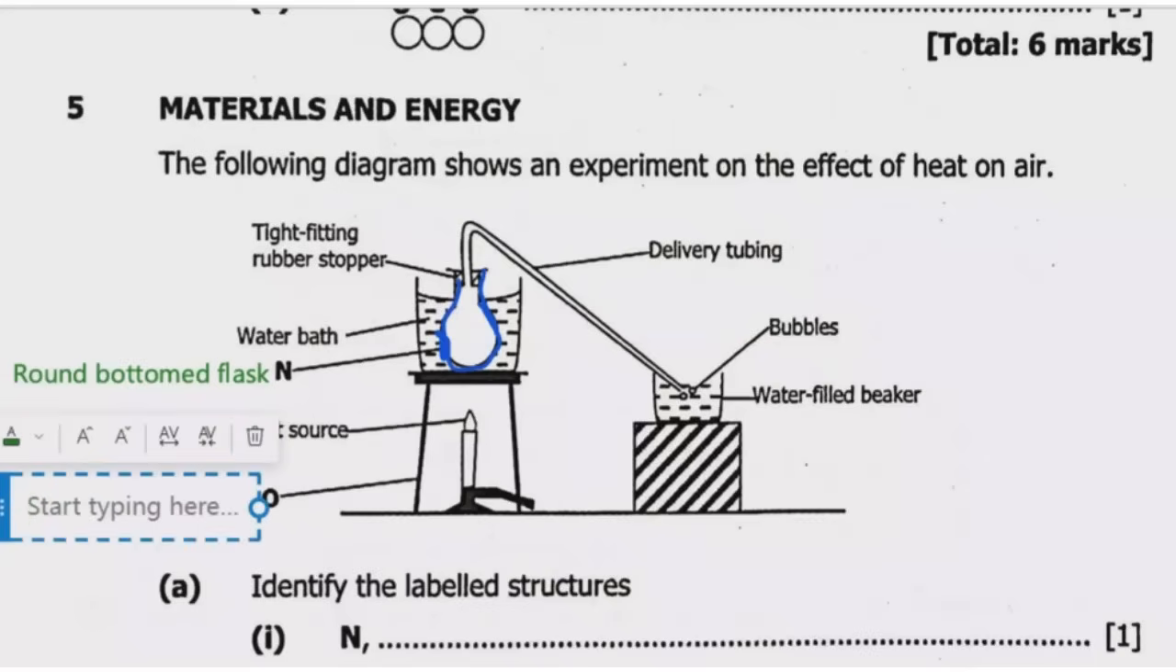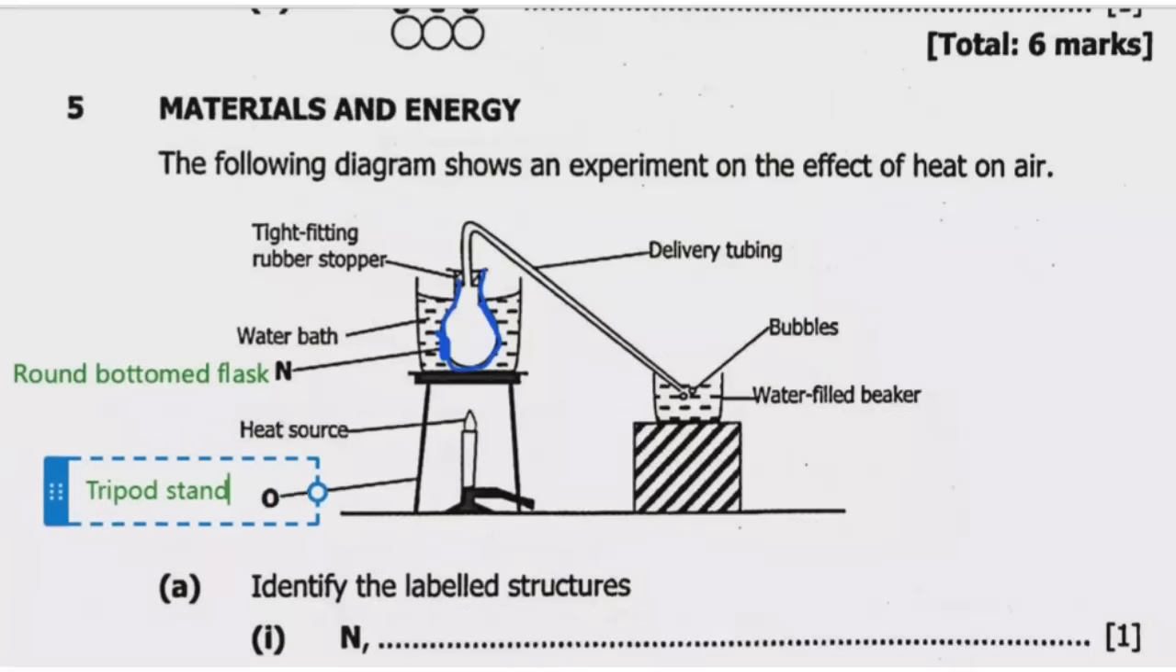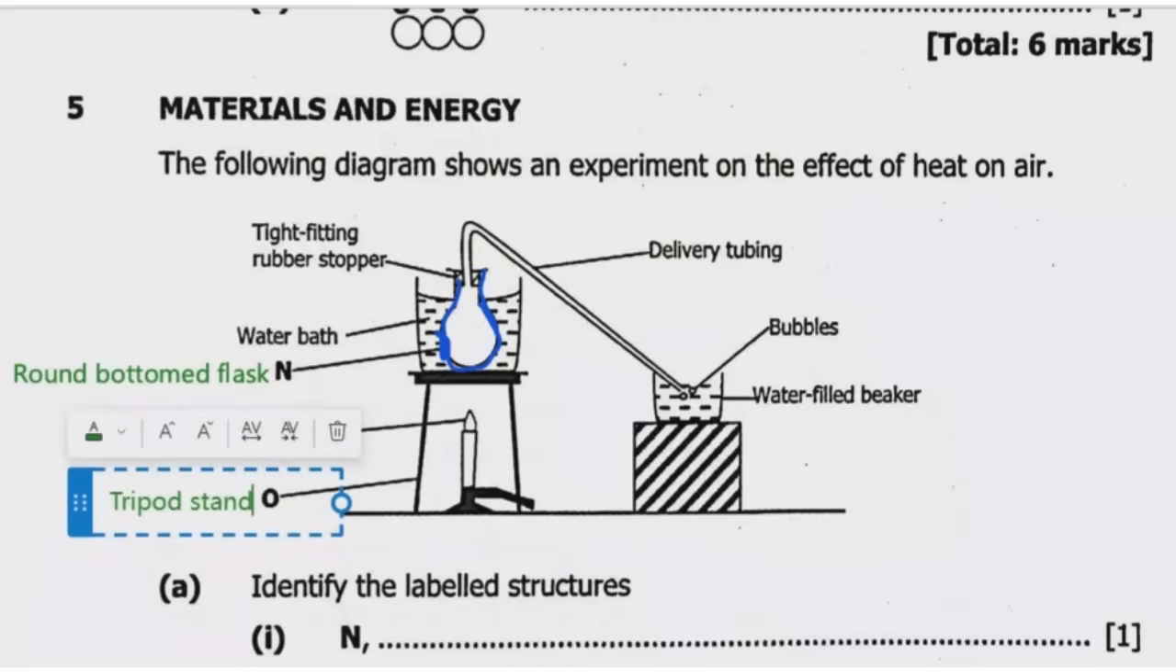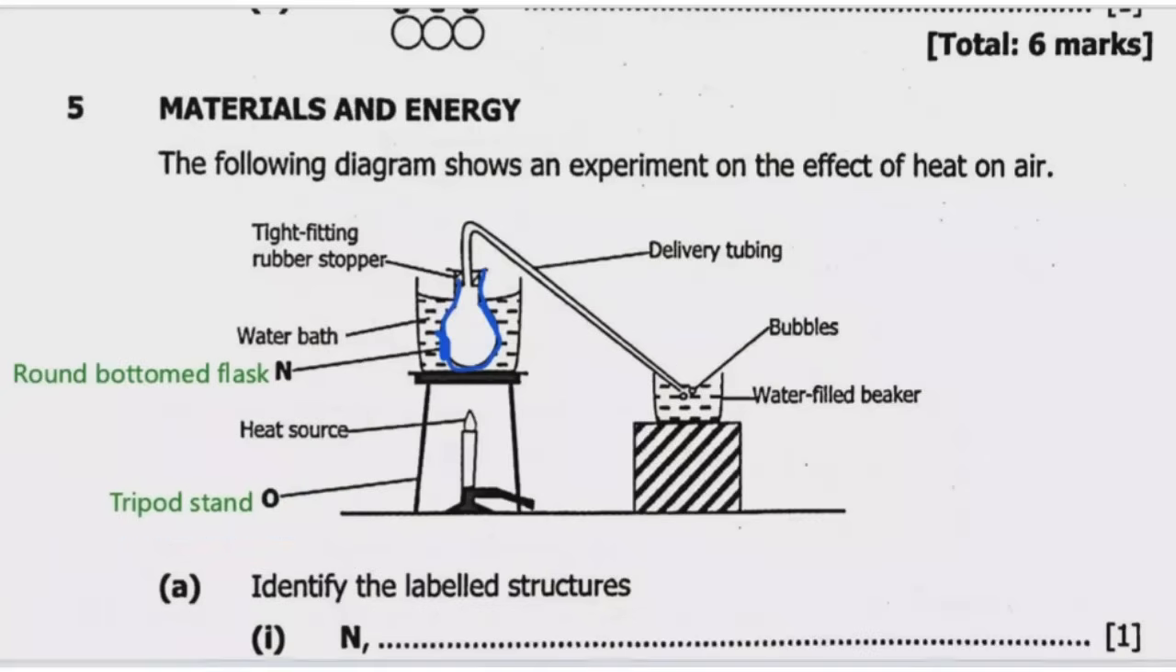Then we come to the apparatus O. Mostly it has got 3 legs. That's why it is called a tripod stand. Because it has got 3 legs, it's called a tripod stand. Those are the answers. N is the round bottomed flask, then O is the tripod stand. So those are the answers for those 2 apparatus.